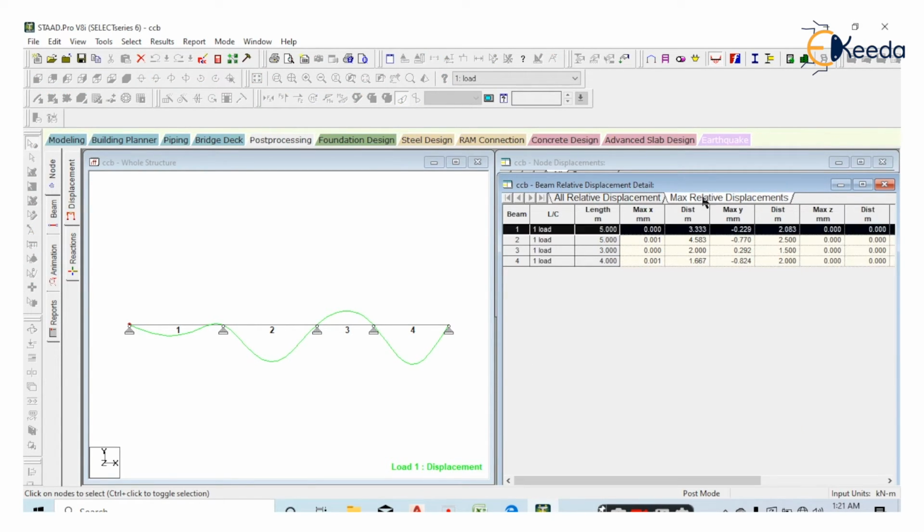For maximum relative displacement, go to the maximum relative displacement, beam number, load case. The length of the beam is 5 meter, and the maximum resultant is at the distance of 3.333 meter, and the value of displacement is minus 0.229 mm in y direction, in vertical direction. Okay.